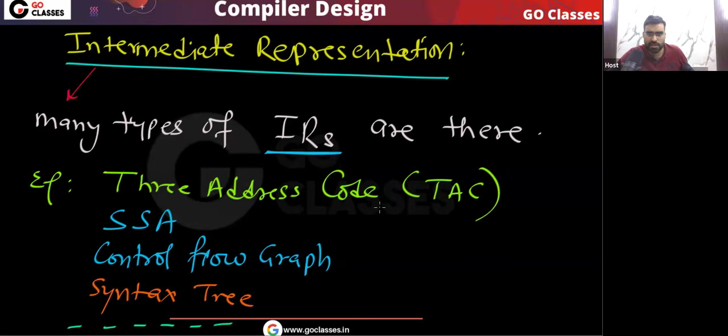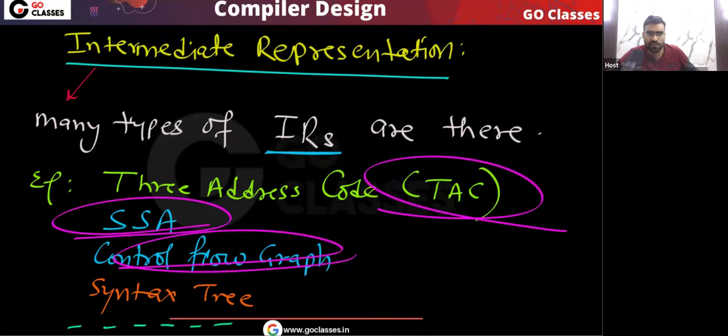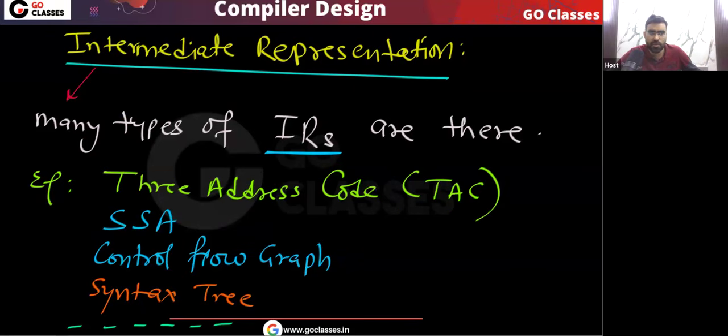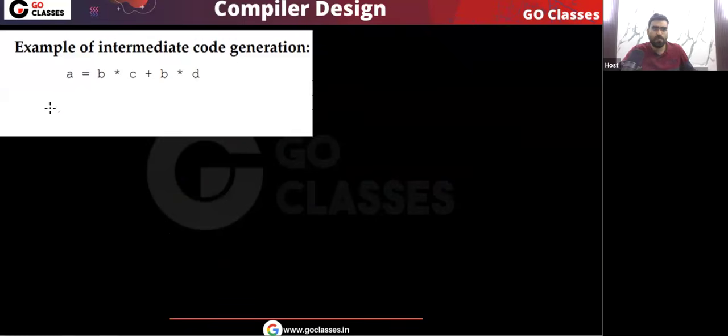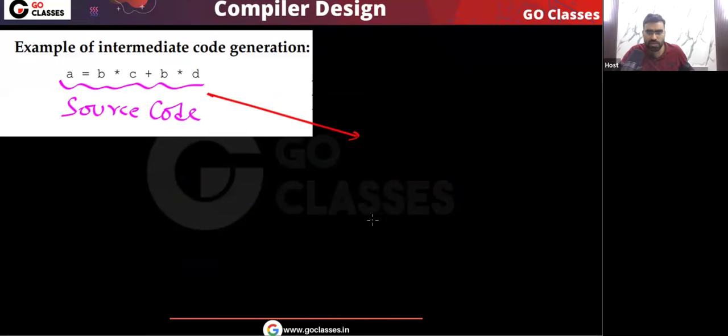The 3 address code, SSA, control flow graph, syntax tree, DAG, postfix, all these intermediate representations we will study in a detailed way. But in this lecture, let me just take an example of 3 address code, because this is very popular. Now, this is your source code. Now let's convert this to intermediate code.